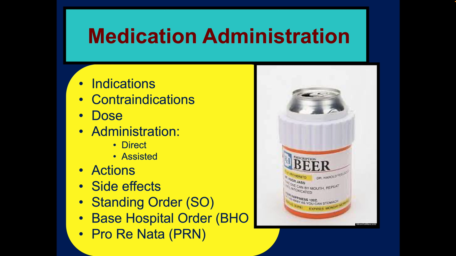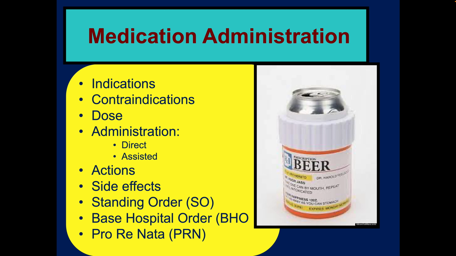A dose is the amount you give each time you administer a medication, and that varies depending on the medication. So you need to know your dosing and, based on the different drugs, what medication you're able to administer.